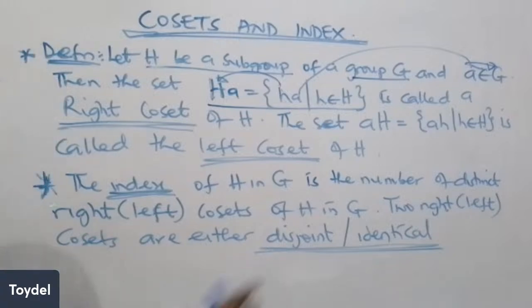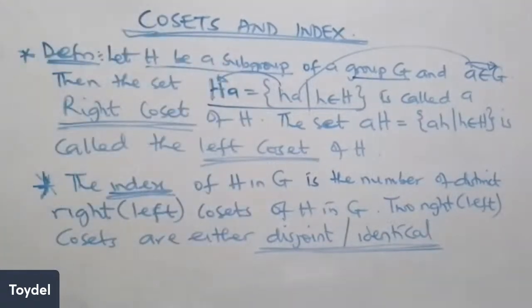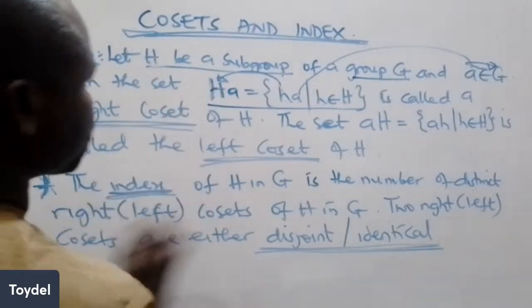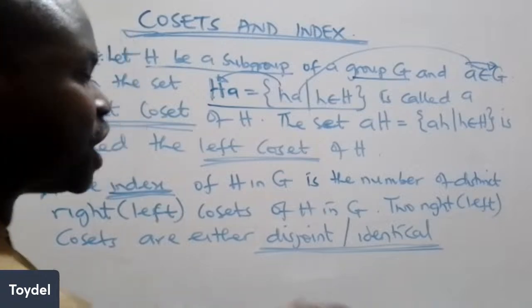So two right or left cosets are either disjoint or identical. We are going to see that when I give an example. When we have either two right or two left cosets, they can either be disjoint or identical. But I want us to understand the concept, coset and index. What is called a coset? A coset can either be a left coset or a right coset. Then the index simply means the number of distinct left or right cosets of H in G.